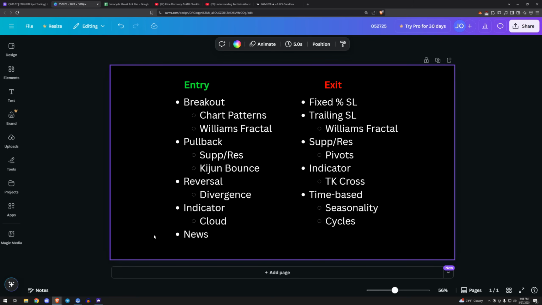Do I need to be 40x long here at the top? If there isn't some really good evidence in the near term, maybe not. Maybe I wait and see. Maybe I'm a little more patient for the pullback entry if I don't see breakout activity, breakout behavior.